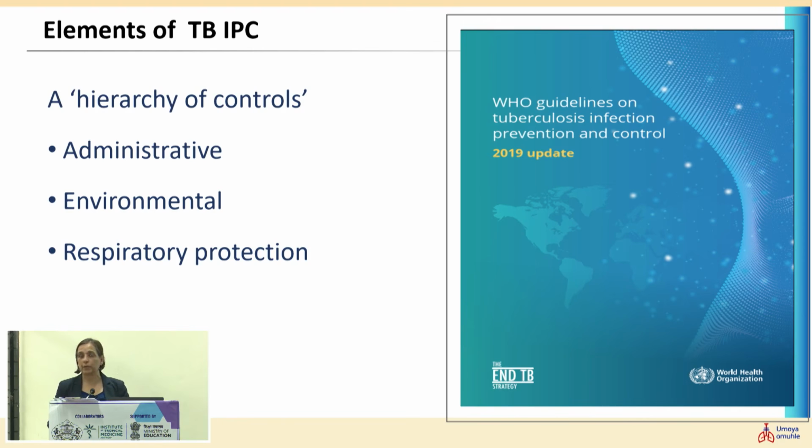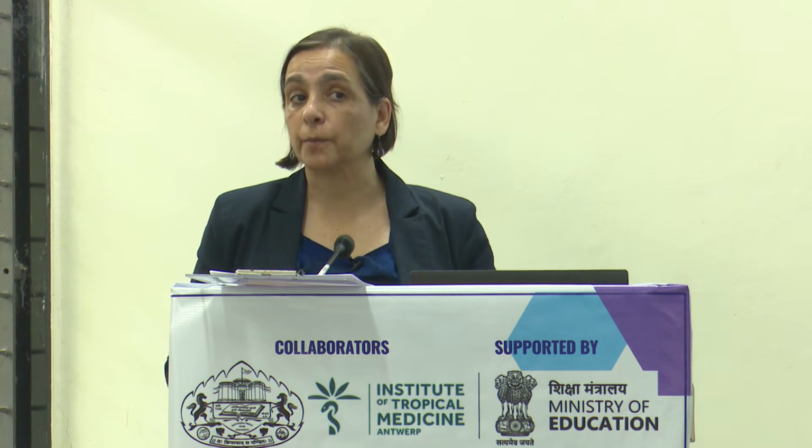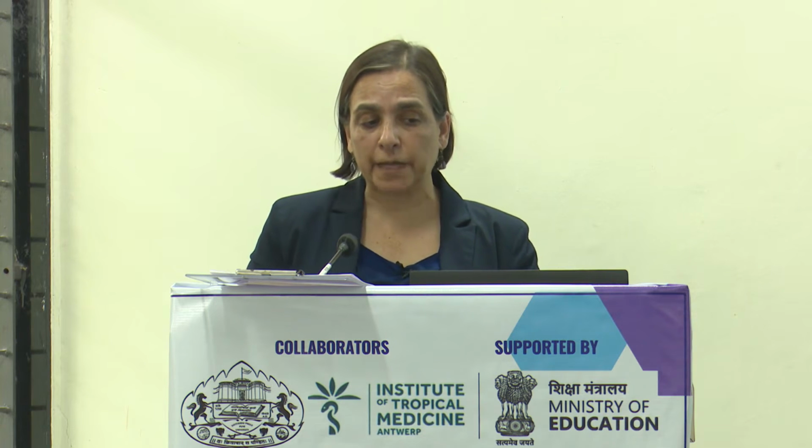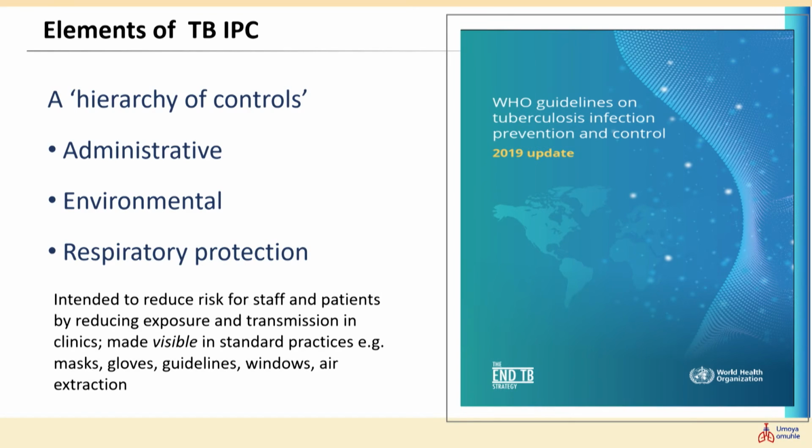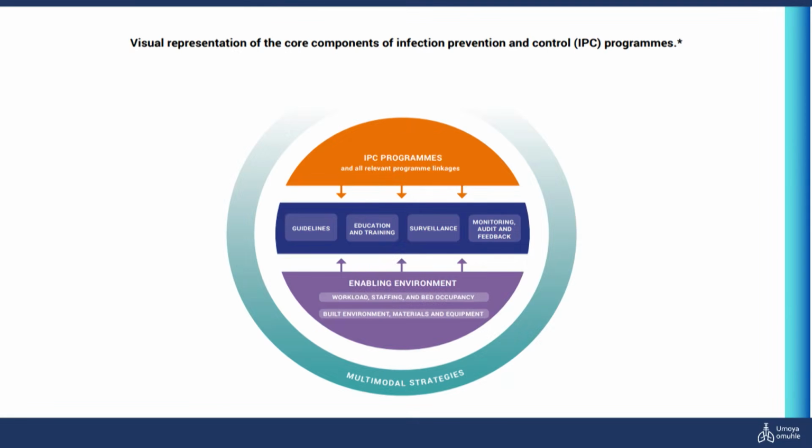Environmental have to do with introducing measures that have bearing on the actual quality of the air and the flow of the air. So what's called a whirlybird, which looks like that, but it's something in a health facility. It is about your construction, where your windows are, policies on keeping your doors open, etc. And respiratory protection is essentially your N95 masks. So these are intended to reduce risk for staff and patients by reducing the exposure and transmission, and they're usually made visible in standard practice, so masks, gloves, guidelines, and so on.